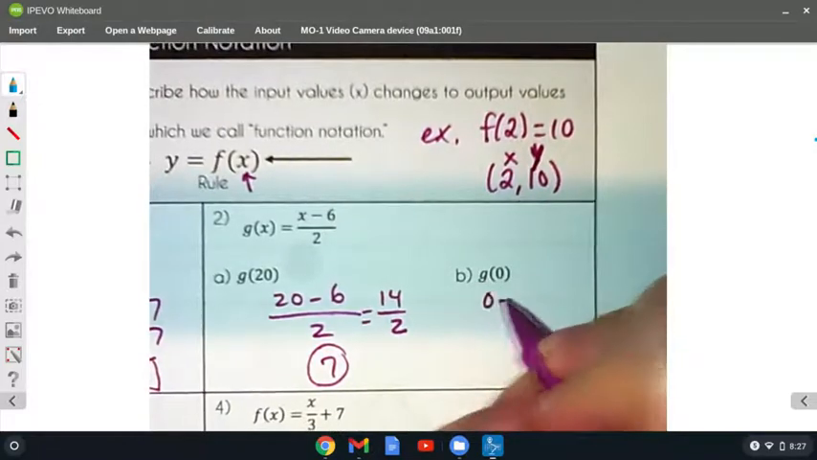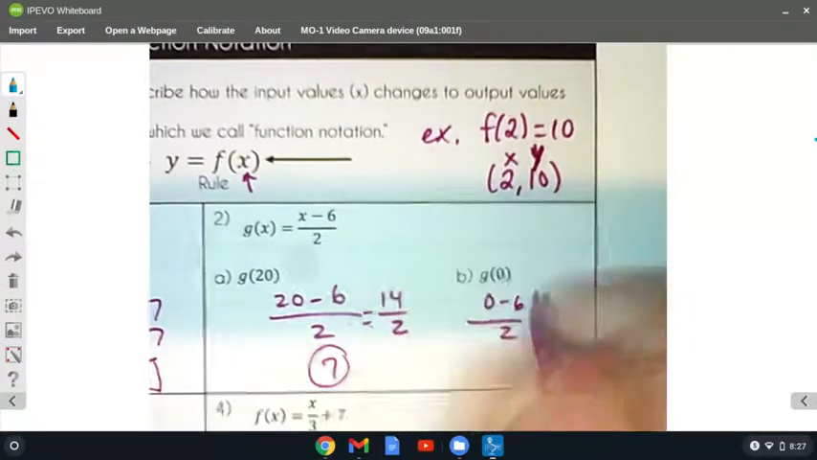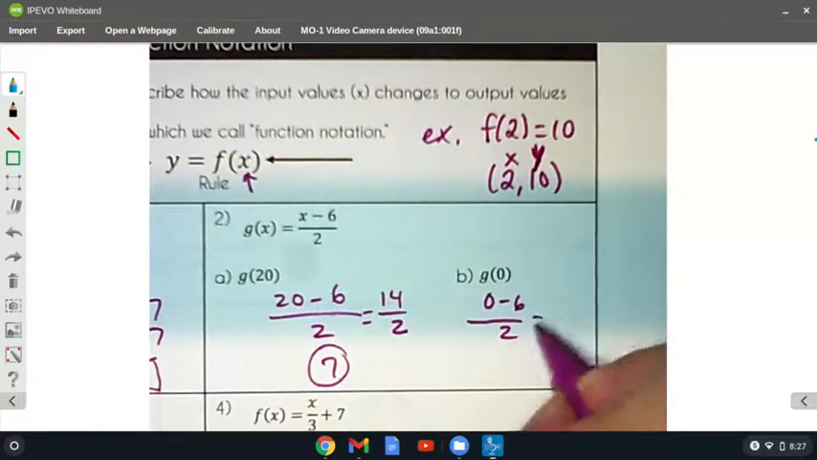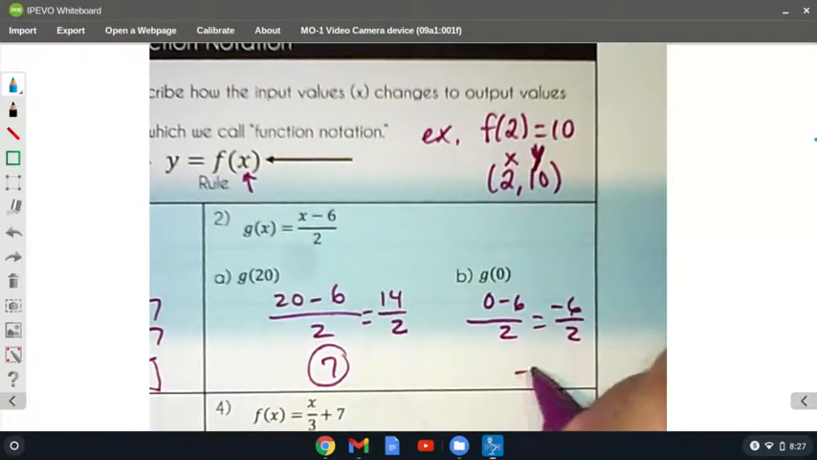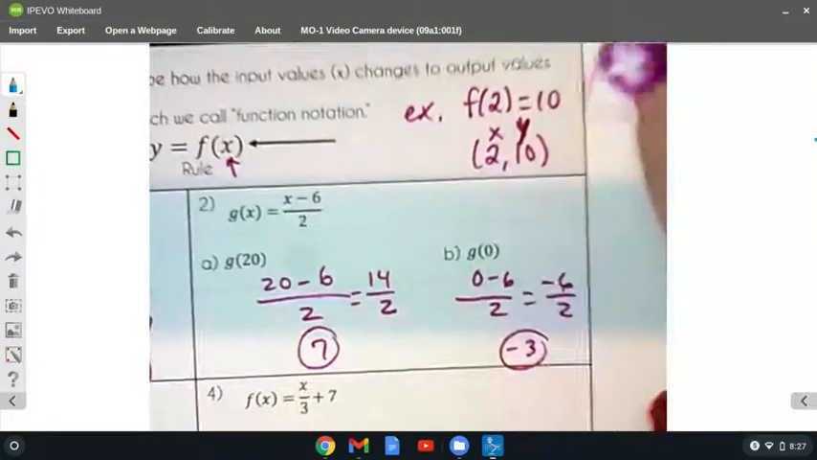Over here, I can plug in a 0 for x in the same function. And that gives me negative 6 over 2, which gives me negative 3.